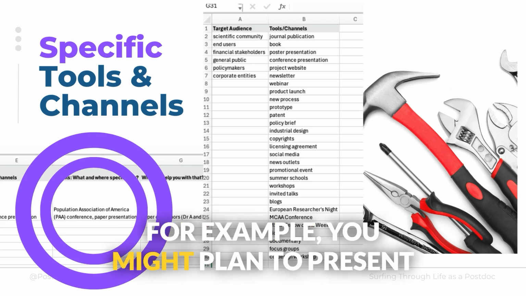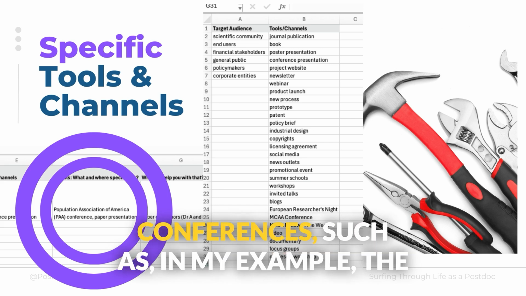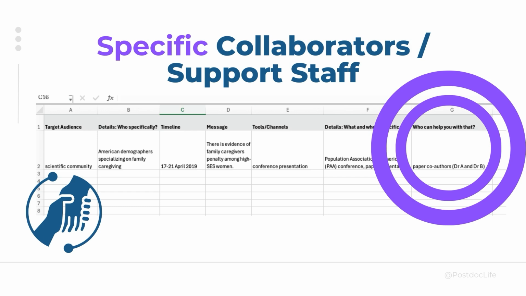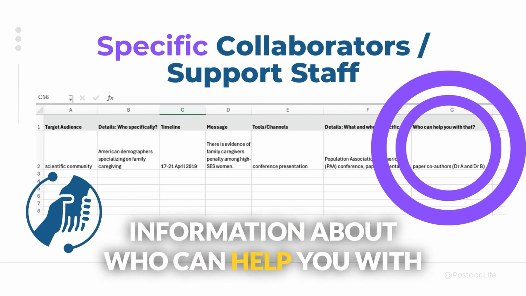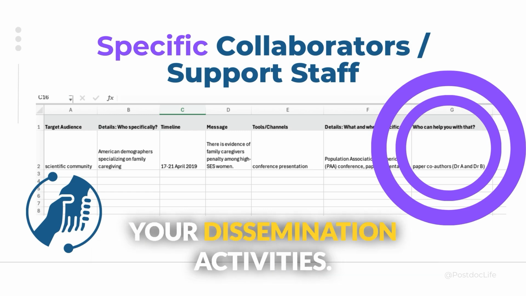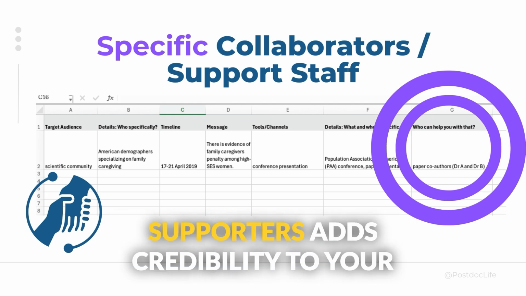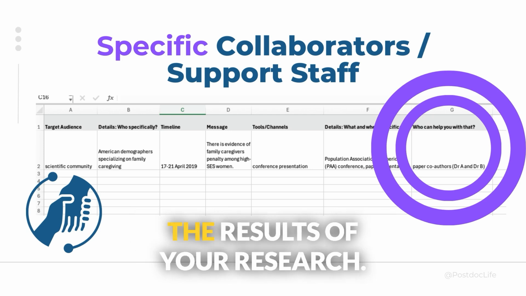For example, you might plan to present your findings at major international conferences, such as, in my example, the Population Association of America conference. Don't forget to fill in the table with the information about who can help you with your dissemination activities. Identifying potential collaborators or supporters adds credibility to your plan and shows that you have a network who can help you in disseminating the results of your research.